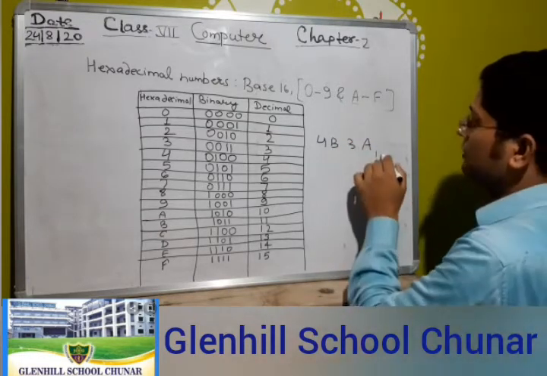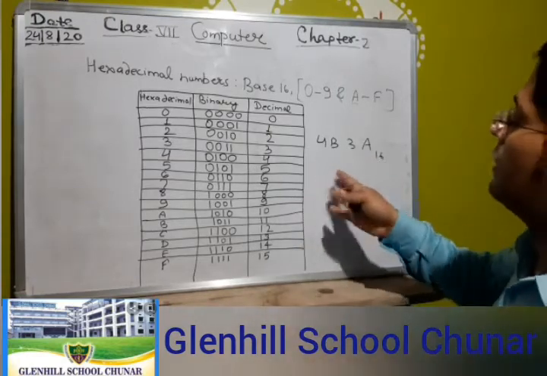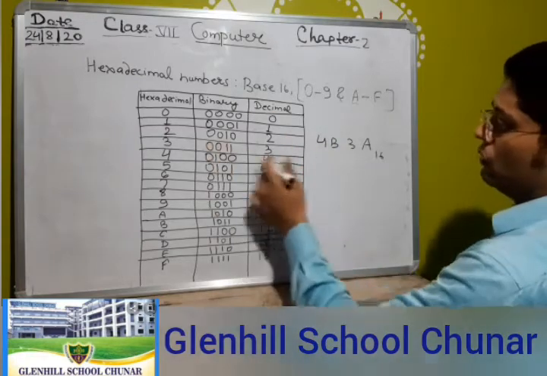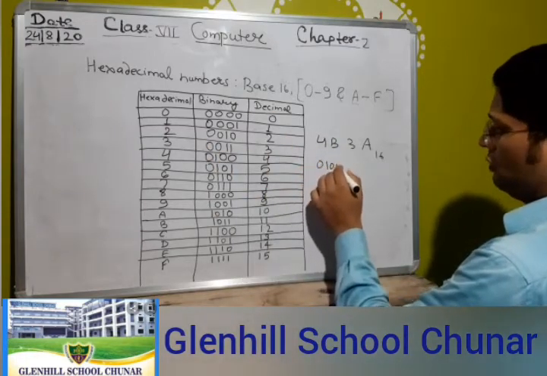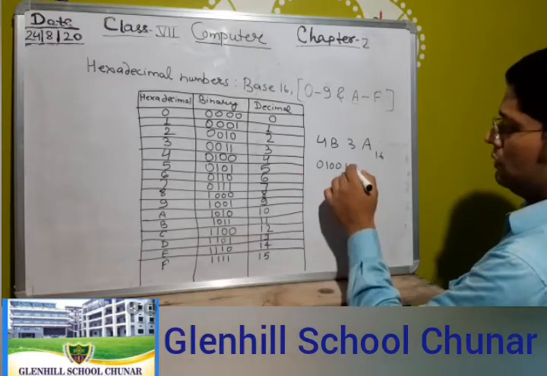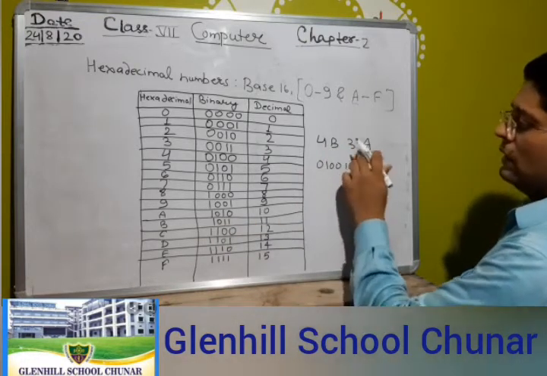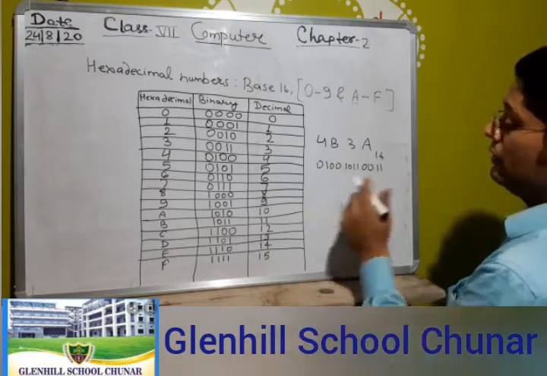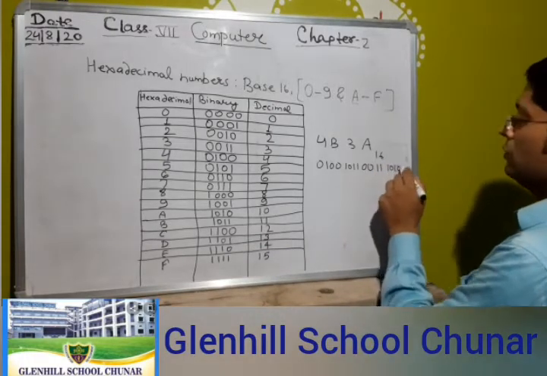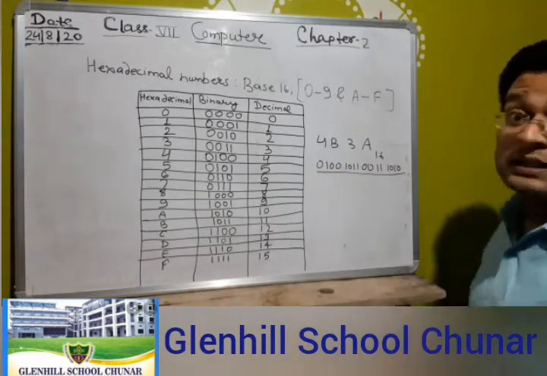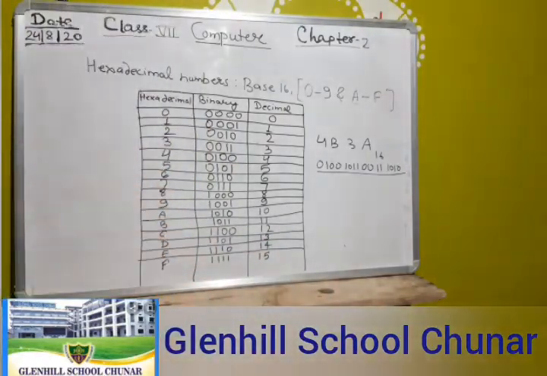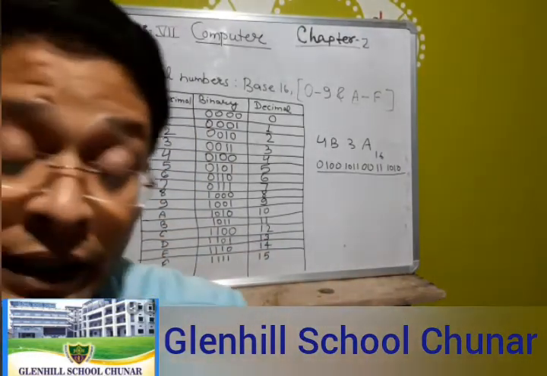Okay, this is hexadecimal being converted into decimal and other number systems. So how? Suppose 4: the binary is 0100. B is 1011, 3 is 0011, and A is 1010. So this is the hexadecimal value in binary code. Okay, student, so please follow the table.